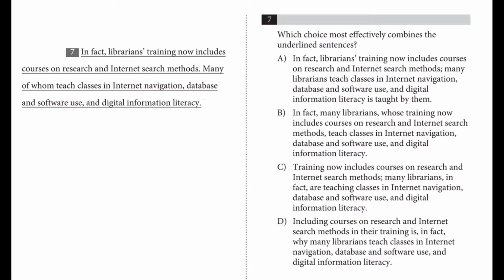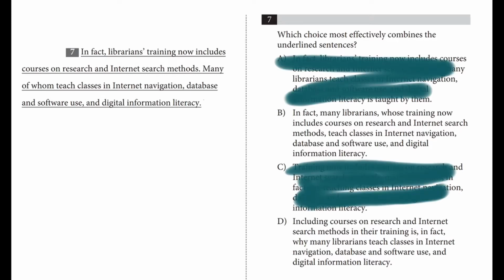And again, these questions can look really dense and intimidating, but if you look down the answer choices, we have answer choice A and answer choice C that both have semicolons in, and the semicolons are the same as full stops. These are not combining the two sentences. So we can cross out A and C, and now we have to look at B and D. If you want to pause the video and figure out which answer choice you think is going to work between B and D, I'll pause that for you now.